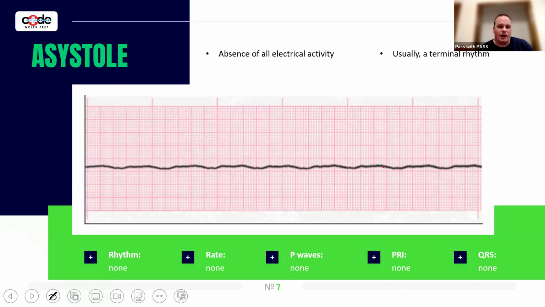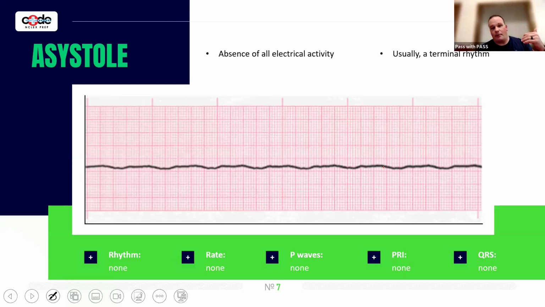And what do I mean by that? Terminal rhythm means this is usually the rhythm that patients are in when we end up pronouncing them in the field or in the hospital or wherever it may be. There is no other cardiac rhythm for a patient to progress into or transition into at the end of life.